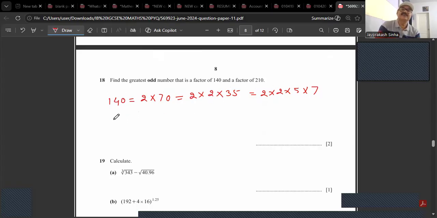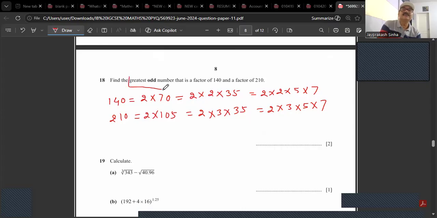Now we'll factorize 210 also. Again 2 into 105. This we can write 2 into 3 into 35. This we can write 2 into 3 into 5 into 7. So the greatest odd number that is a factor of both. There are two odd numbers which are common, isn't it? 5 and 7. But which one is the greatest? 7. So the answer will be 7.